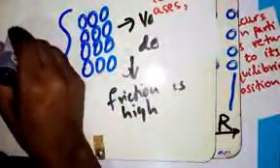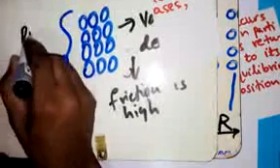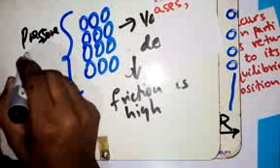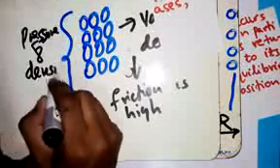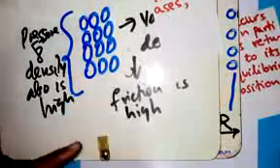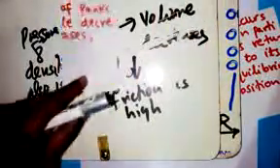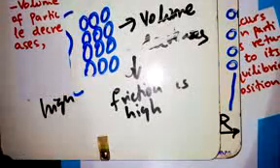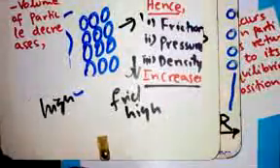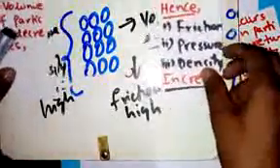Now, if the friction is high, pressure and density also are high. Therefore, under compression, volume decreases, friction is high, pressure and density also become what? High. Therefore, under here, volume of the particle decreases. But if the volume of the particle decreases, friction, pressure, density increases. This is what we can talk about compressions.